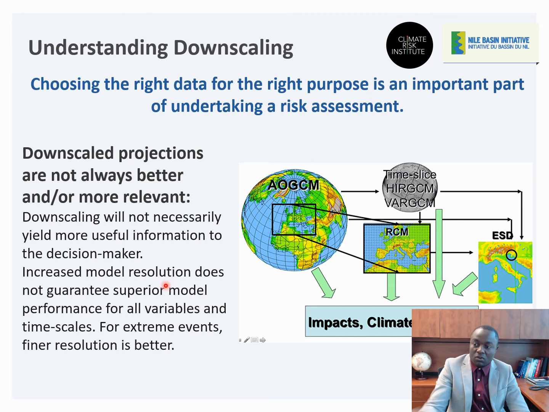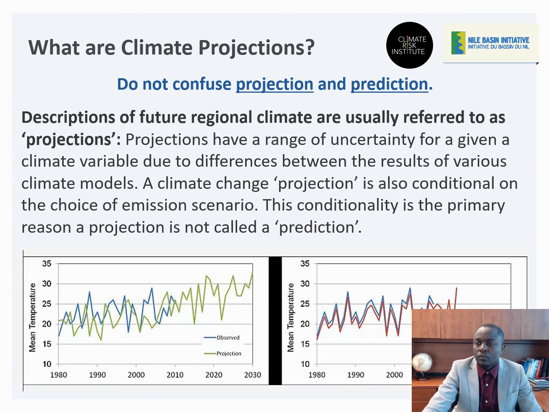There is a slight difference between a climate projection and a climate prediction. Do not confuse these two. Descriptions of future regional climate are usually referred to as projections. Projections have a range of uncertainty for a given climate variable due to differences between the results of different climate models. Also, a climate change projection is conditional on the choice of emission scenario, and this conditionality is a primary reason why a projection is not called a prediction.